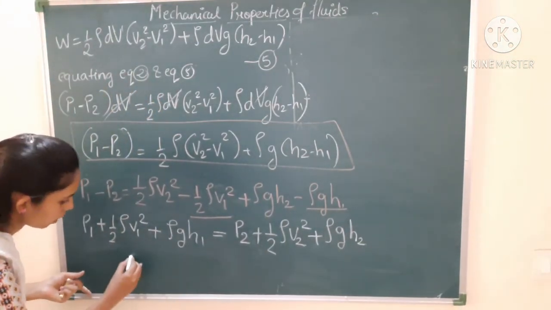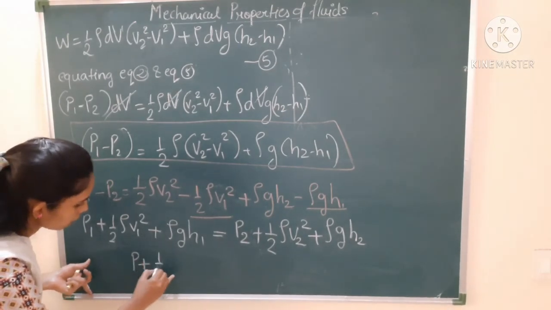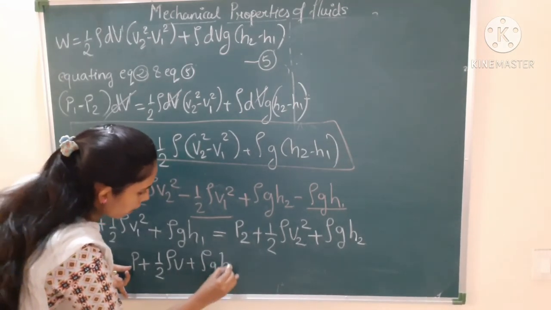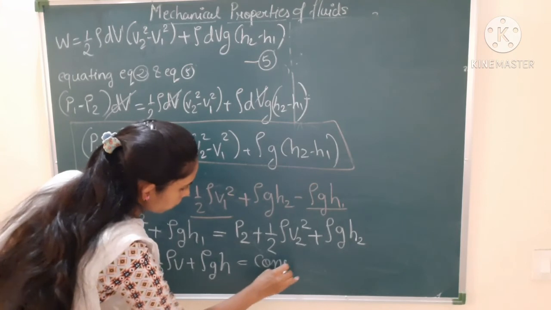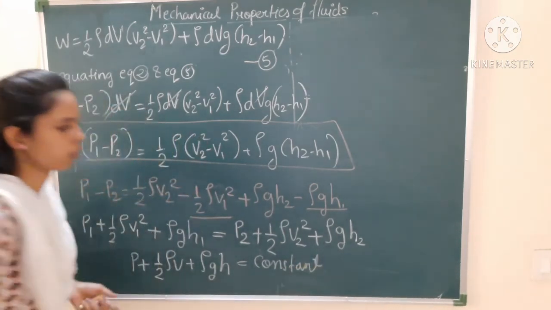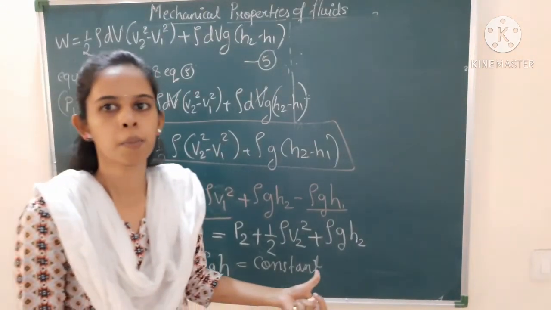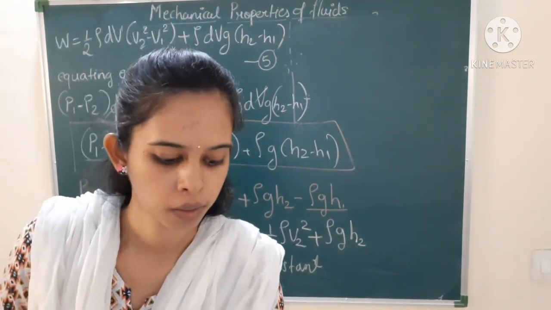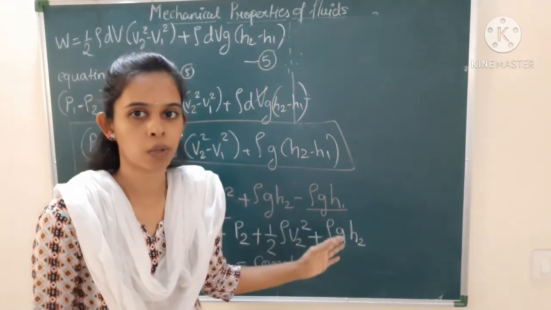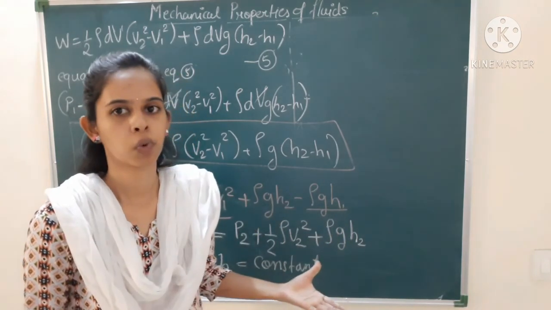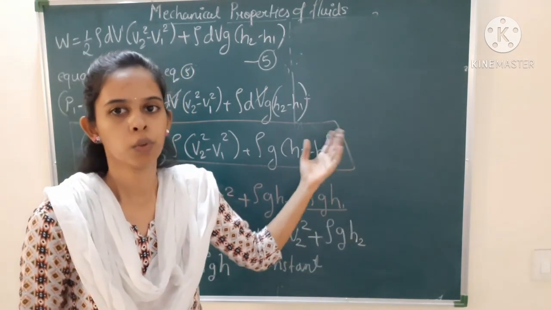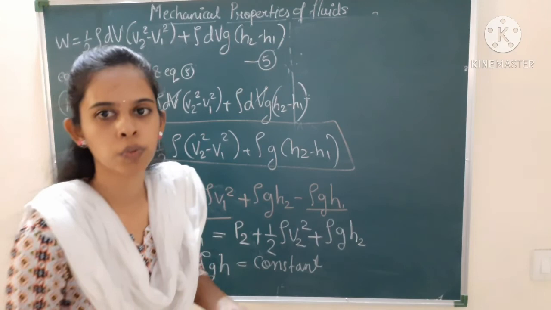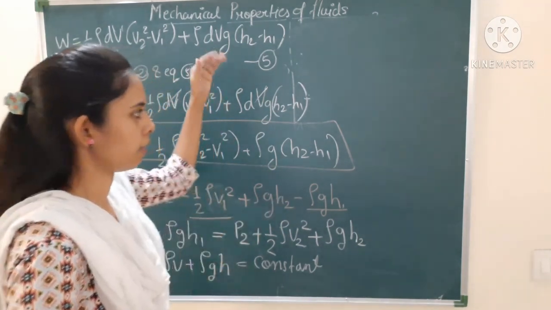So again you can write one equation commonly: P plus half rho V square plus rho g h is equal to constant. Okay, so this is all about Bernoulli's principle. I hope you have understood the whole derivation of Bernoulli's equation. This may be asked for 3 marks. So you have to draw the diagram, write and explain all the terms, like what is A1, what is A2, what is P1, P2, V1, V2, all the things you have to explain, and then start the derivation.